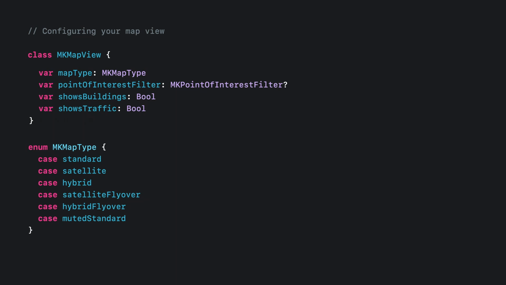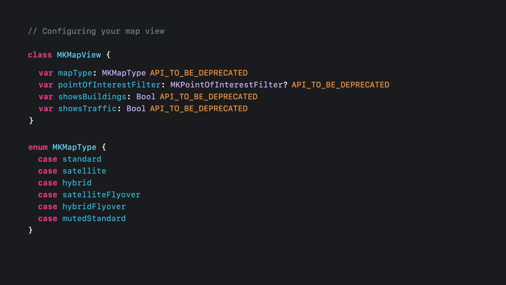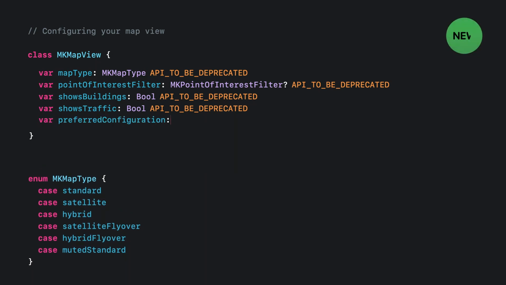Of course, there may be situations where you need more control over the presentation of the map. In iOS 15, the way you configure the map is through various properties on MKMapView. In iOS 16, however, we're soft deprecating these properties, and we're introducing our new Map Configuration API as a replacement.